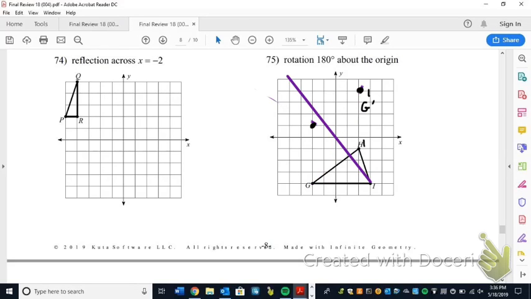And then for I, we're going to do the same thing. We count up 4 over 3. So we go up 4 over 3. And those are our 3 points.